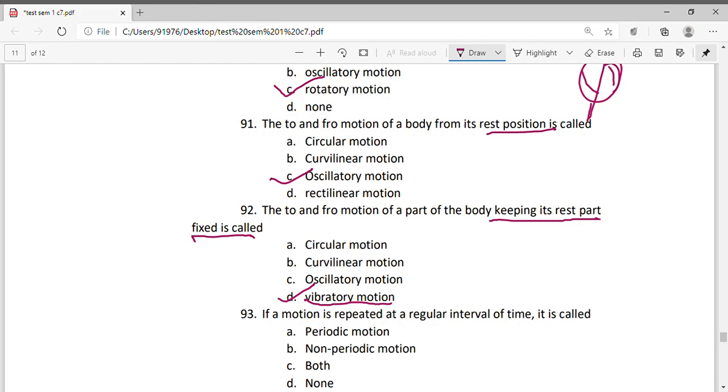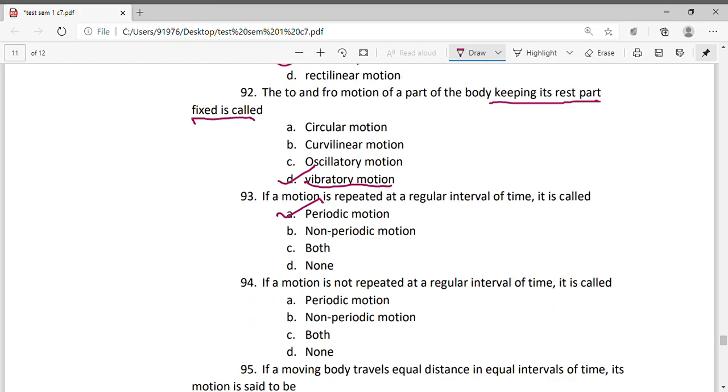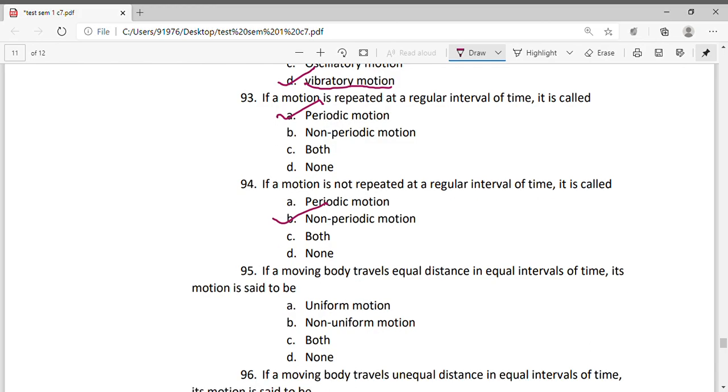If a motion is repeated after a regular interval of time, it is called periodic motion. If the motion of a body is not repeated at regular intervals of time, it is called non-periodic motion. For example, a football player running on a field or a particle in a gas perform non-periodic or random motion. The motion of a pendulum would be a periodic motion.